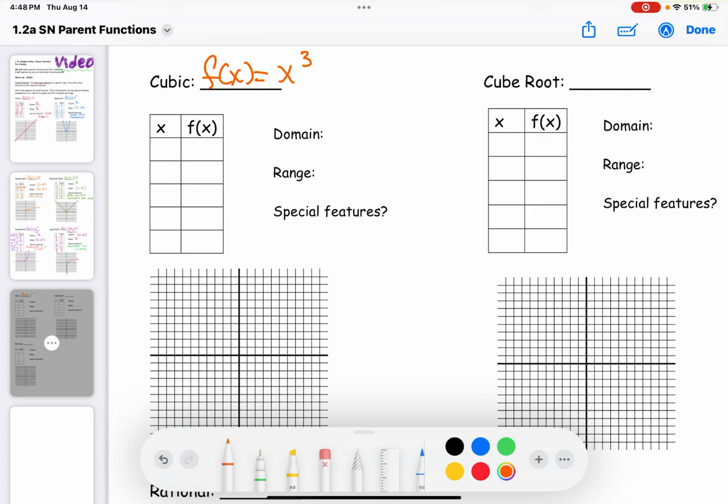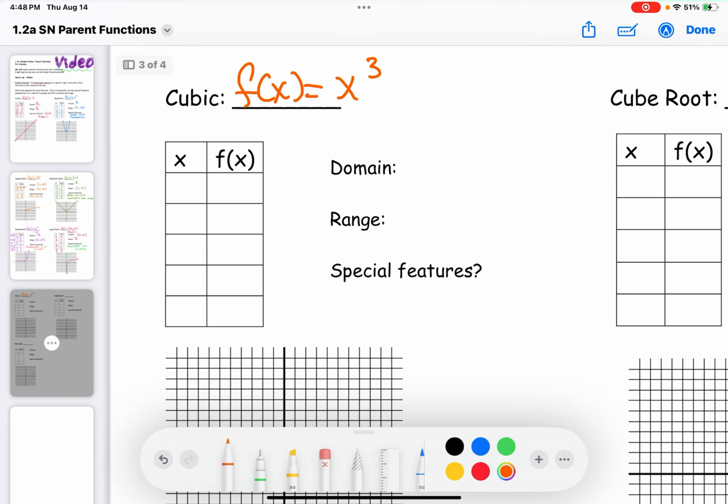Cubing the number raises it to the power of 3. So for that, if we have -2 to the third power, it's -2 times -2 times -2, that's -8. -1 raised to the third power is -1. 0 to any power is 0. 1 to any power is itself. 2 to the power of 3 is 8.